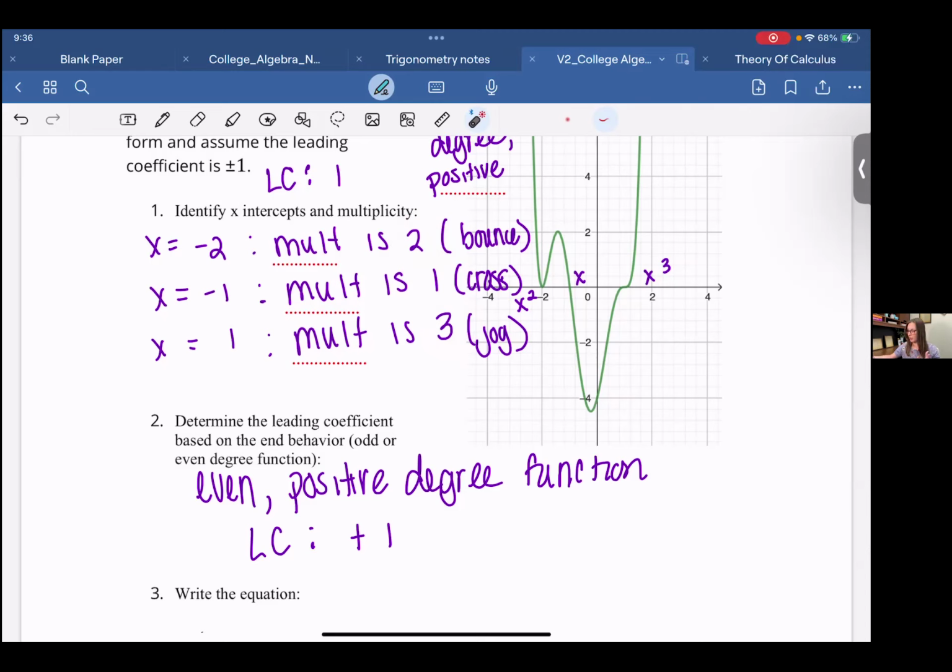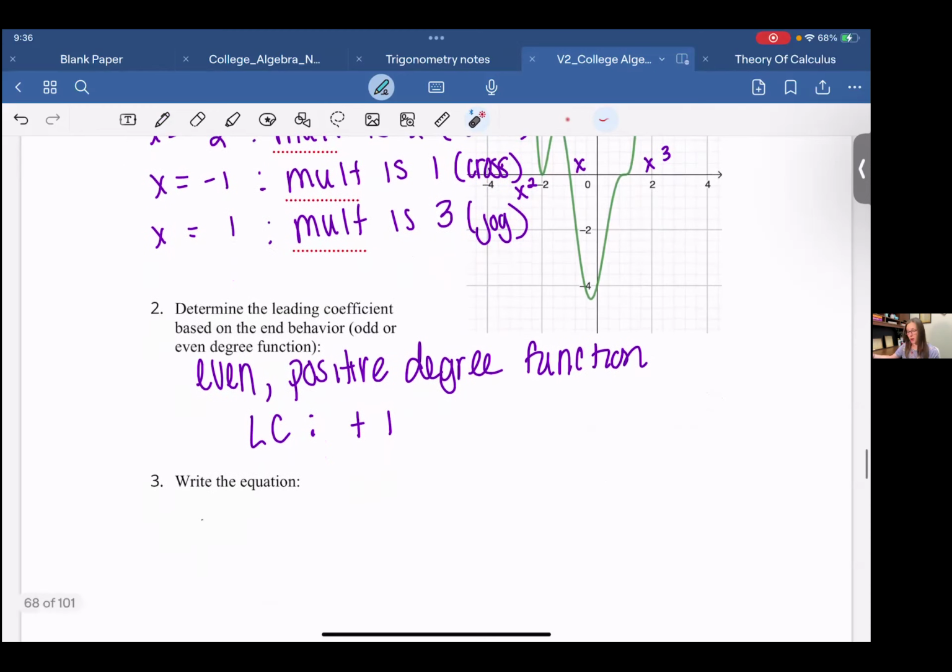So at that point, if you had put a 2 here instead, and you were to add those up, you'd say, uh-oh, that indicates an odd degree, I've done something wrong. It's kind of a checkpoint. So now I can write the equation. And I do that by taking each x-intercept and putting it into factors.